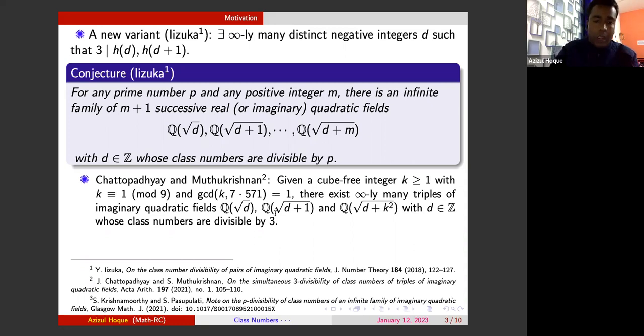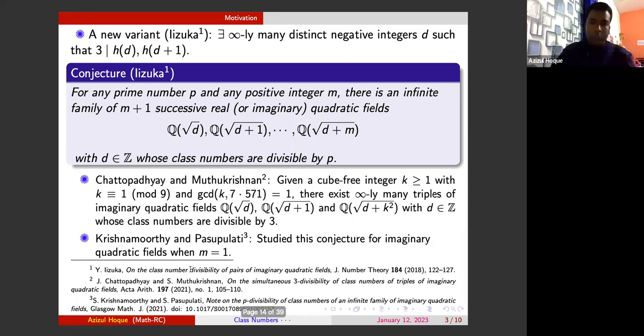This is partial. And then Muthukrishnan, Krishnamurthy and Poshupulati studied this conjecture for m equal to 1 and any odd integer.